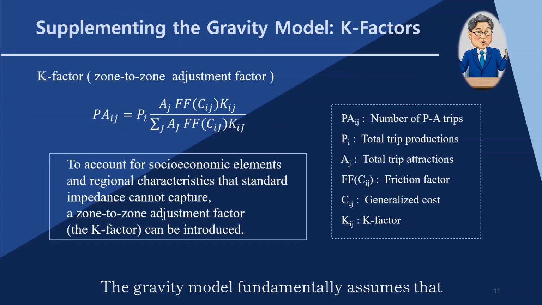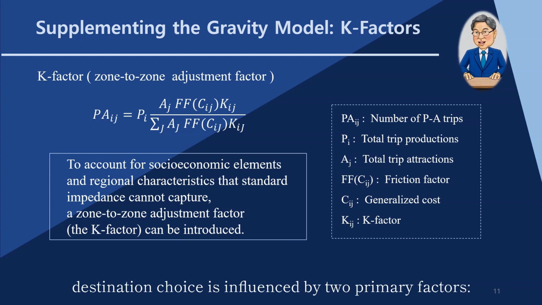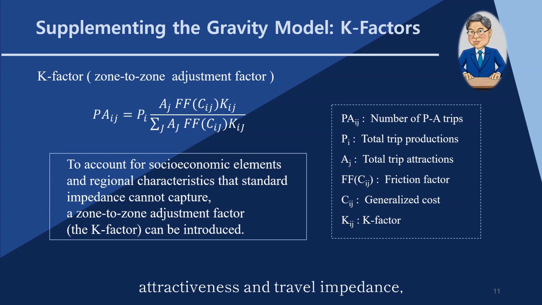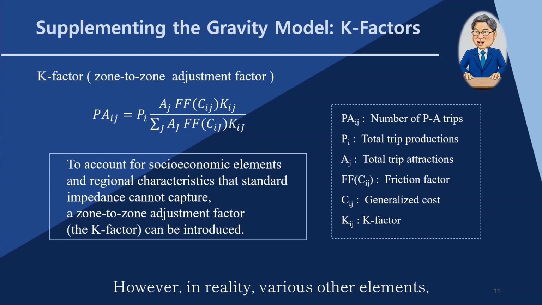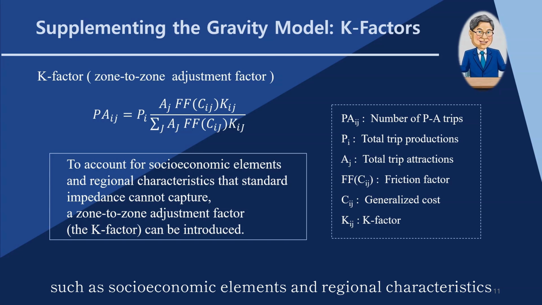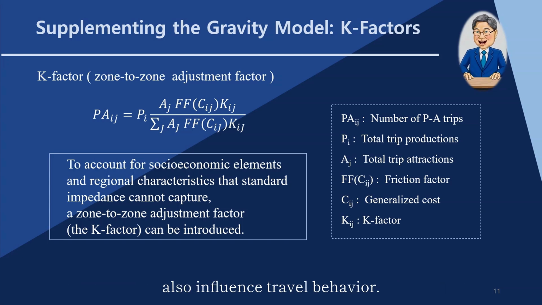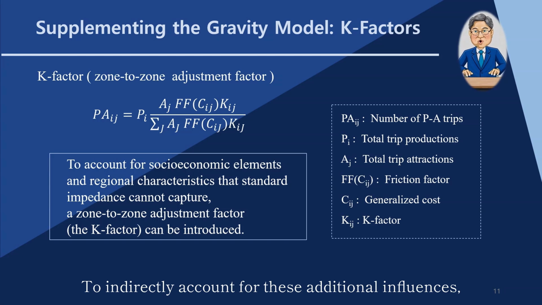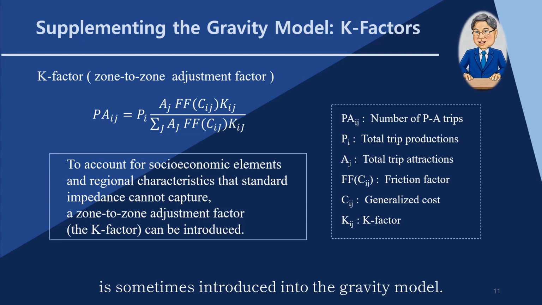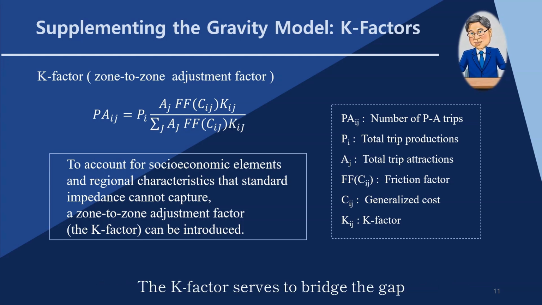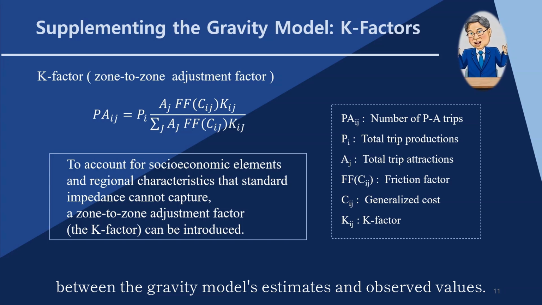The gravity model fundamentally assumes the destination choice is influenced by two primary factors, attractiveness and travel impedance, such as travel distance or time. However, in reality, various other elements, such as socioeconomic elements and regional characteristics, also influence travel behavior. To indirectly account for these additional influences, a zone-to-zone adjustment factor, known as the K factor, is sometimes introduced into the gravity model. The K factor serves to bridge the gap between the gravity model's estimates and observed values.